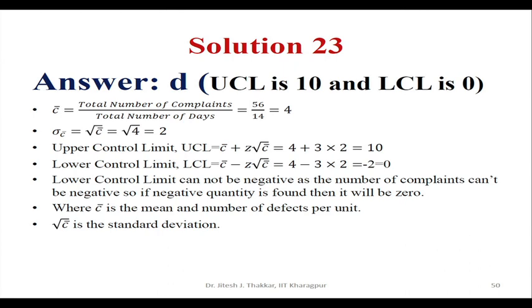C bar is equal to 56 divided by 14, equal to 4. Sigma C bar is equal to square root of C bar, equal to square root of 4, equal to 2, and UCL and LCL can be stated as C bar plus or minus Z square root of C bar, which is 10 and 0.